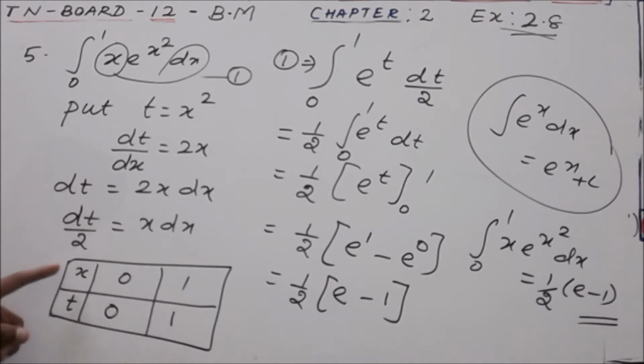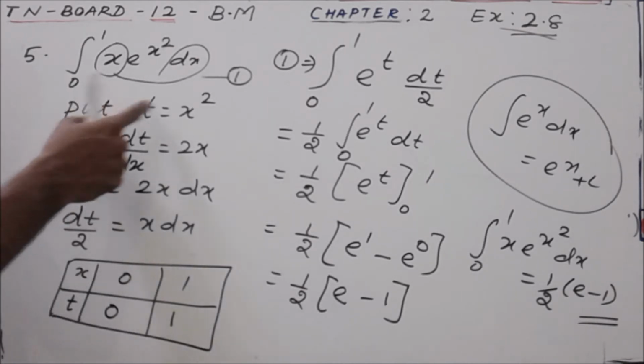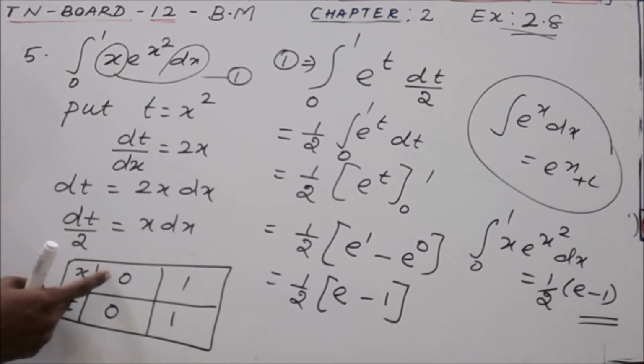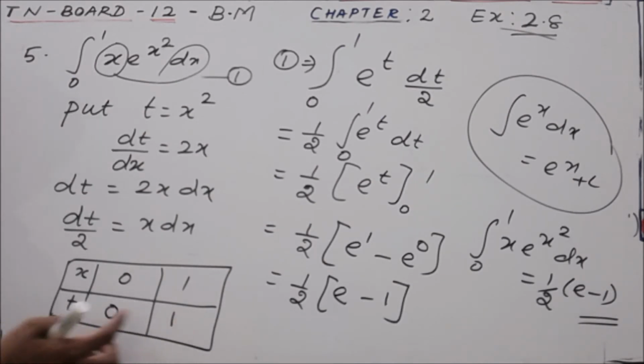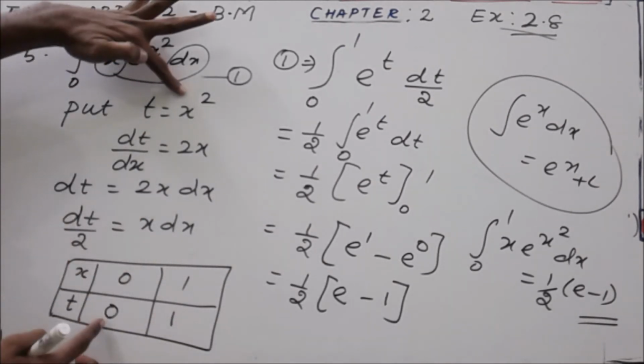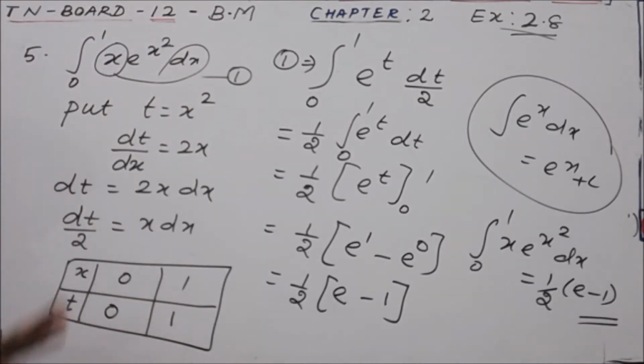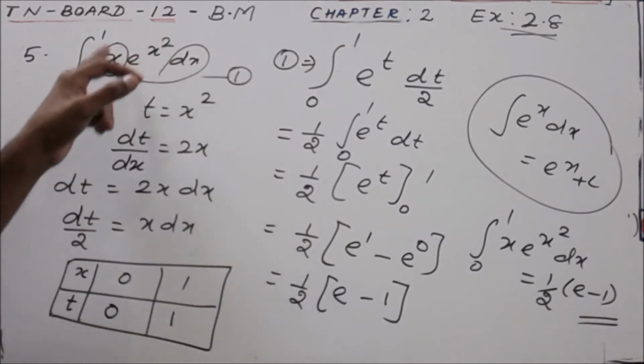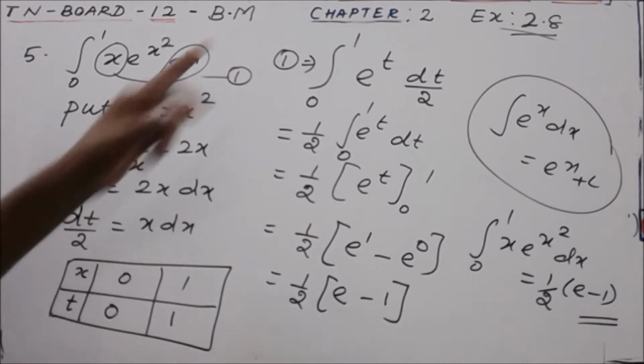Then we should change the limit according to the given variable. We have taken t for x. The given limits for x are 0 to 1. Then substituting these x values in t, you should find the new interval, that is 0 to 1, because substituting x equal to 0, we get t equal to 0, and substituting x equal to 1, t equal to 1. The same limit appears here. It is not a problem, but all the time it will not be the same value, it will differ according to the problem.